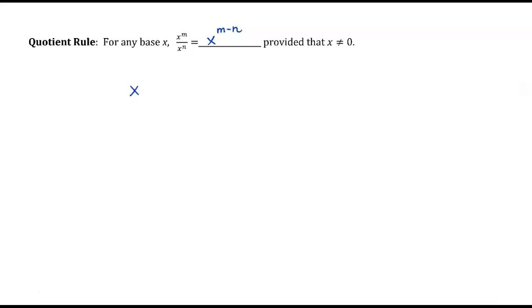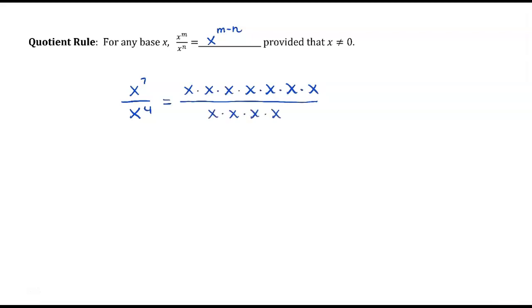Consider if we had x raised to the 7th divided by x raised to the 4th. That would be 7 factors of x in the numerator and 4 factors of x in the denominator. When simplifying, notice that exactly 4 factors of x in the numerator will simplify with 4 factors of x in the denominator. This leaves us with 3 factors of x, or x to the 3rd, in the numerator. And that new exponent of 3 is the difference between our original exponents, 7 and 4.